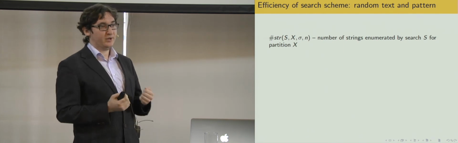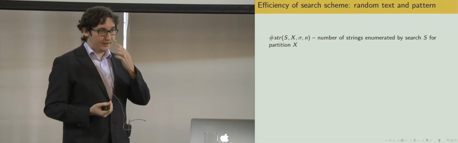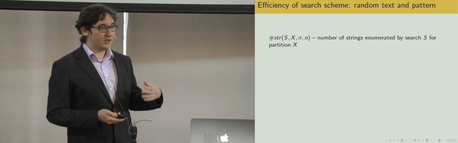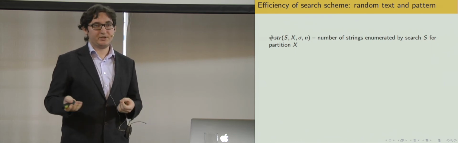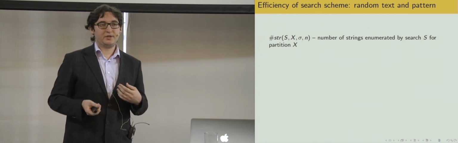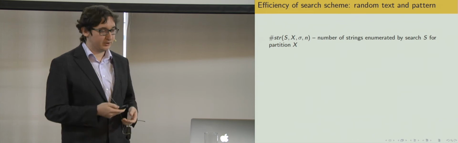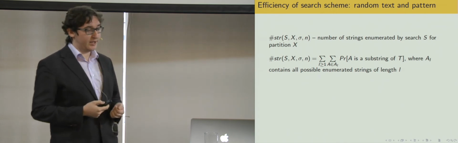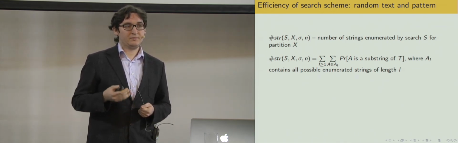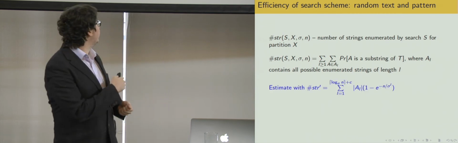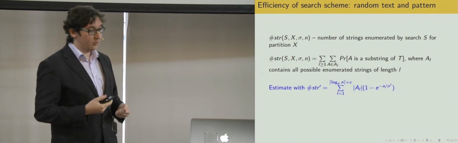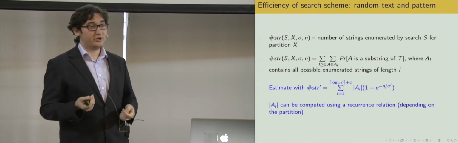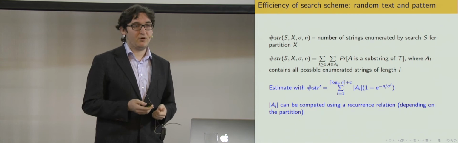Now, how can we measure the efficiency of the search scheme? Suppose that text and pattern are random, and we want to measure how many strings on average we will enumerate during processing the pattern. We can write this equation for it, where AL is the number of enumerated strings of the given length, and estimate it with this expression, where the value of AL can be computed using a recurrence relation, and it depends on the partition.